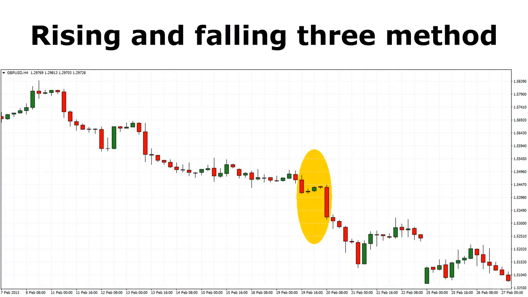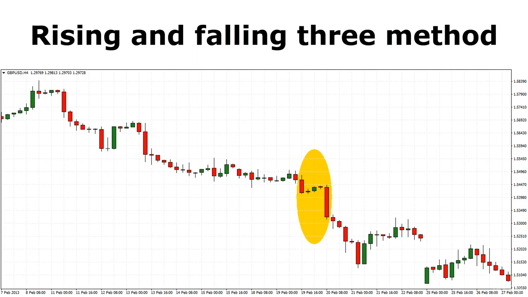This chart shows pound against dollar, 4 hour is the time frame. This is a perfect example of a falling 3 method. We can see that the first candle confirms the downtrend, then we have 3 small candles within the range of the first candle. This shows that what buyers achieved in 3 sessions is less than what sellers achieved with just 1 session, that is the first candle.